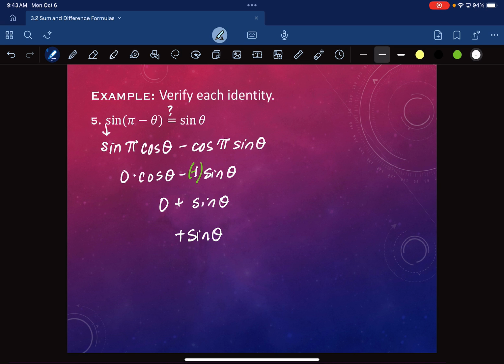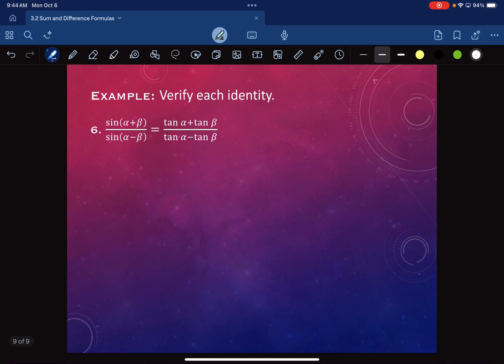Okay, let's try another one. My goodness, we haven't dealt with tangent at all, so it seems like we should. What a mess. Do you agree? This looks awful. It looks very messy.